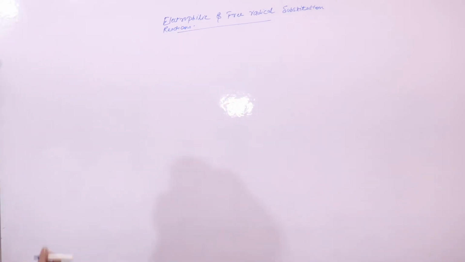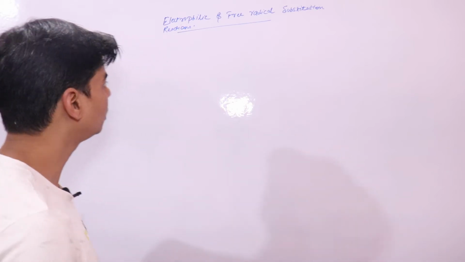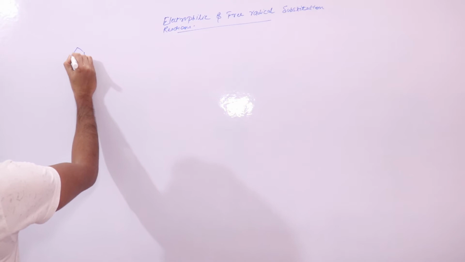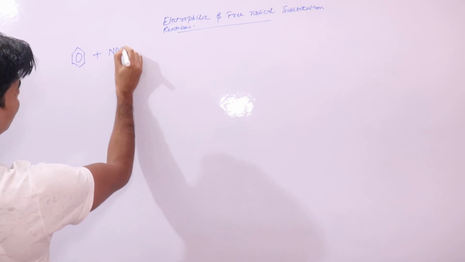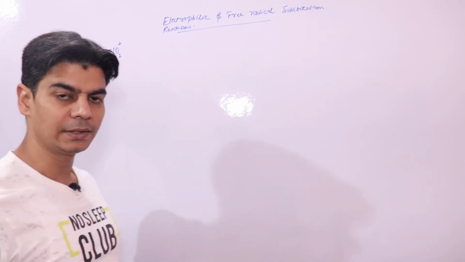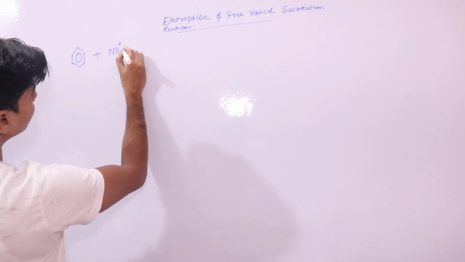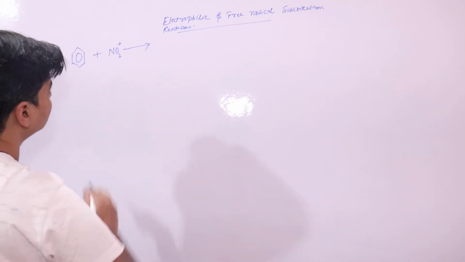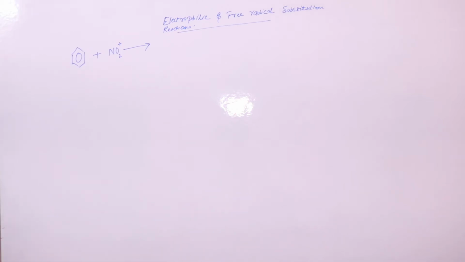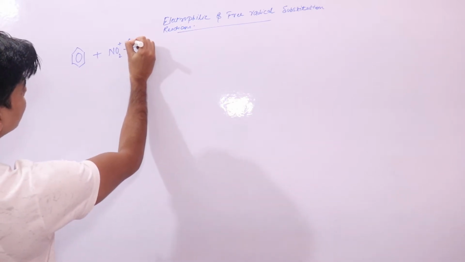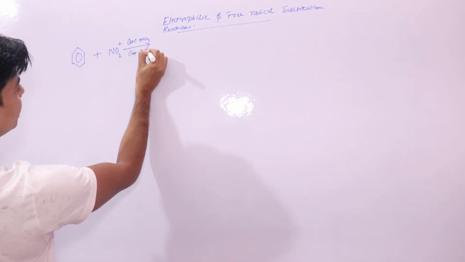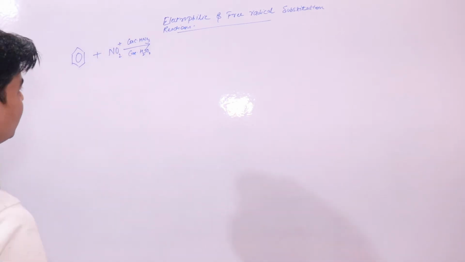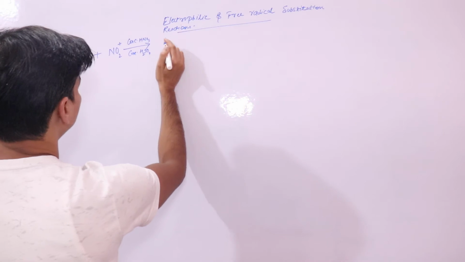For example, take the nitration of benzene, this is your benzene ring. In nitration, the electrophile that gets generated is NO2+, and this reaction takes place in the presence of concentrated sulfuric acid and concentrated nitric acid. We will learn this in detail when we do the chapter on hydrocarbons, when we study benzene.